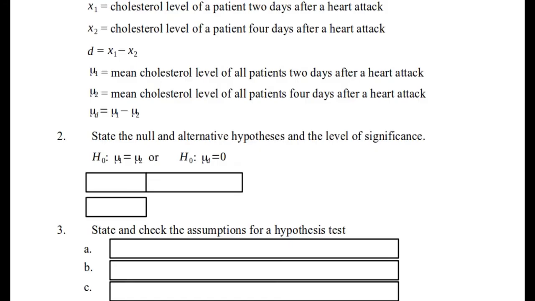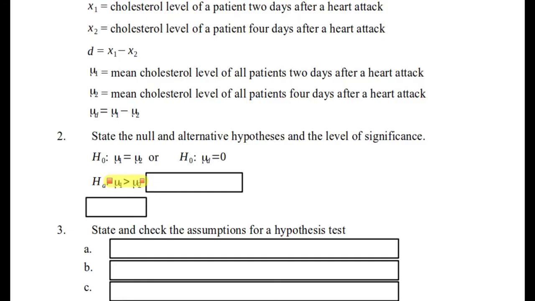Now, the alternative hypothesis comes from what it is that we are trying to establish. And we are trying to establish that the amount of cholesterol in heart attack patients reduces. That is, that the population mean 4 days after a heart attack, that is mu sub 2, is less than the amount of cholesterol 2 days after a heart attack, that is mu sub 1. So stated in the same order, 1 to 2, that says that the cholesterol levels were higher 2 days after a heart attack than they were 4 days after a heart attack. So we've got that inequality.